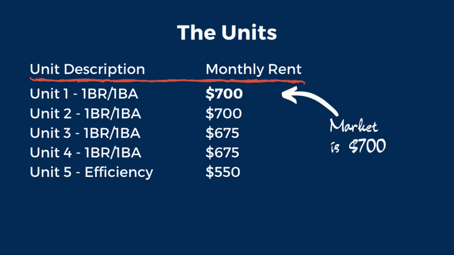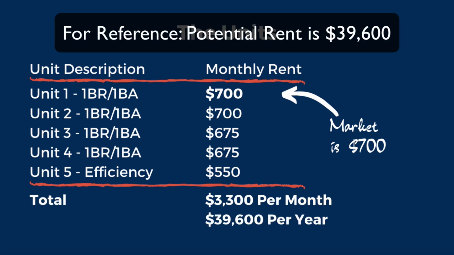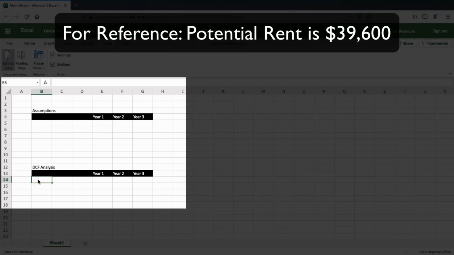And then what we're going to do is add up the total amount of potential rent per month, which is $3,300 per month, and let's multiply that number times 12 to get our annual amount, which is $39,600. Now that we have the amount, let's go put that into Excel. Here's where we left off. So down at the DCF analysis, let's create a new line called potential rent.